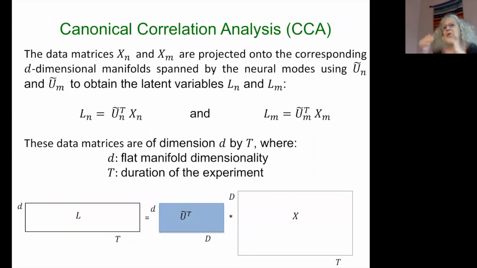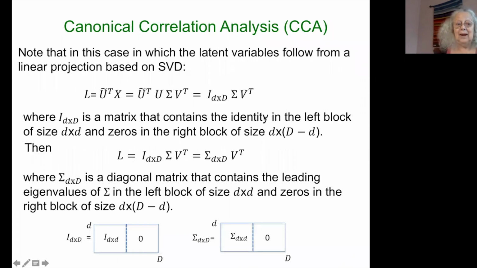So now we take all the data and we project it into that hyperplane. We take the d-dimensional manifold spanned by the neural modes of the day n and day m, and we obtain the latent variables. The latent variables are of dimension d by t, where d is the dimensionality of the flat manifold and t is the duration of the experiment. We do that by taking the data matrix X and projecting it onto the leading rows, which were the leading columns, but here I'm using U tilde transpose, the leading columns of the corresponding U matrices. So I get a set of latent variables on day n and a set of latent variables on day m. And those are the ones that I want to align.